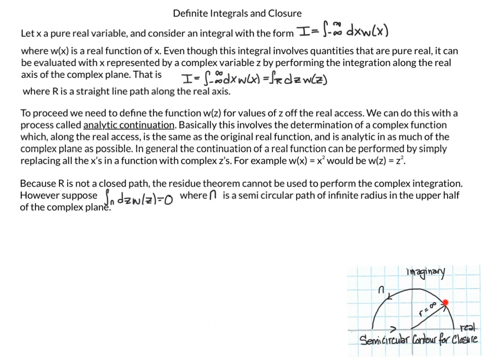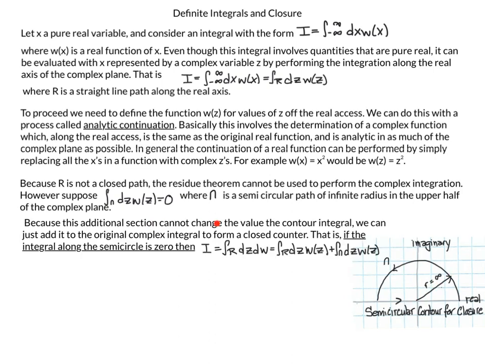Here is our real axis, and here is our new path, the semicircular path, drawn with the positive orientation, that is the counterclockwise direction, in the direction of increasing radians, and our radius approaches infinity. Our goal is that when we add the semicircle in addition to the integral along the real axis, we get this closed path, but we don't change the value of our original integral over here on top.